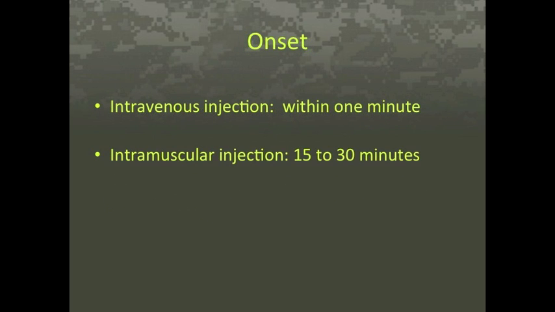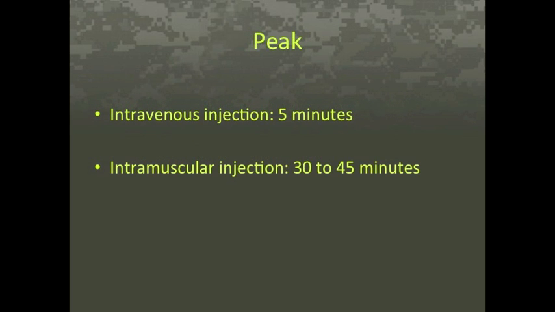The onset of intravenously administered glycopyrrolate is within 1 minute. If administered intramuscularly, as is commonly done in pediatric anesthesia, the onset is typically 15 to 30 minutes. Intravenously administered glycopyrrolate will peak within 5 minutes, whereas intramuscular injection of glycopyrrolate will peak within 30 to 45 minutes.